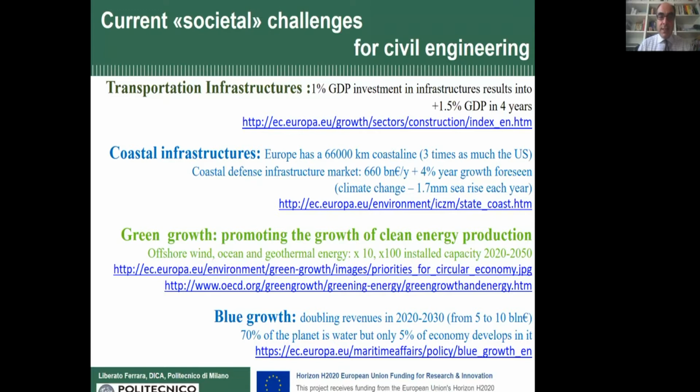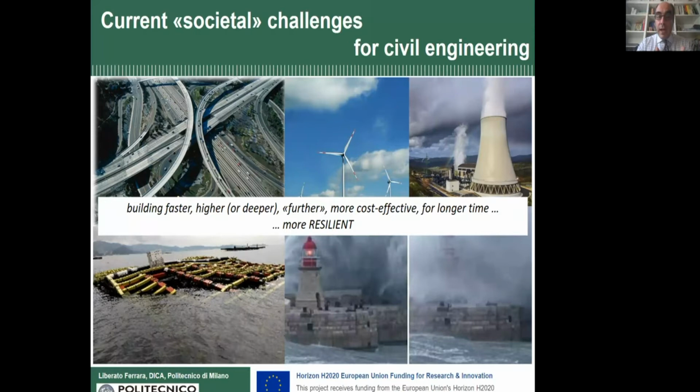And if we go into our civil engineering sector and into our concrete engineering sector, we want to build faster, we want to go higher or deeper if we go to the sea, we want to go farther, to be more cost effective, to build for a longer time. In a word, we want to build in such a way that our structures and infrastructures are more resilient.